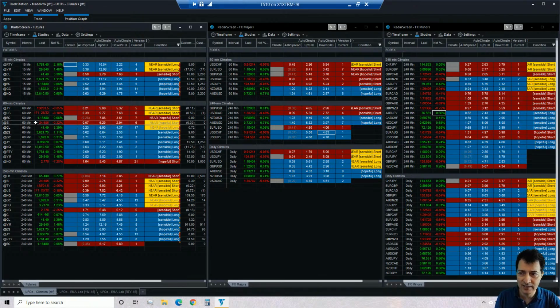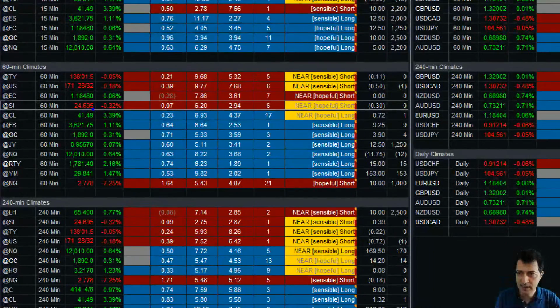Okay, and notice that I'm going to zoom in on the 60. So on the 60, you could be trading the TY, you could be trading the US, which are the bond markets, 10-year note, 30-year bonds, right? So those are in a confirmed down climate, and we could be planning trades on those.